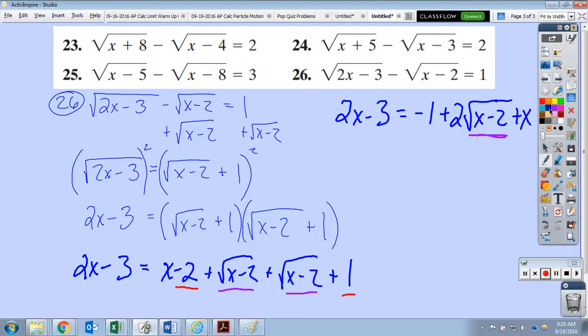Okay, so I'm going to isolate this guy. I have this -1 and this x connected farthest away. So I'm going to add 1 to each side, and I'm going to subtract x from each side. I'm doing the same step just to get first off this guy by itself, and then finally, last but not least, I'll divide by 2. So when we do this, 2x minus x is just 1x, and -3 plus 1 is just -2. And then now I'm left with 2 root x minus 2.